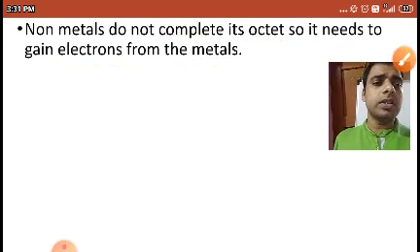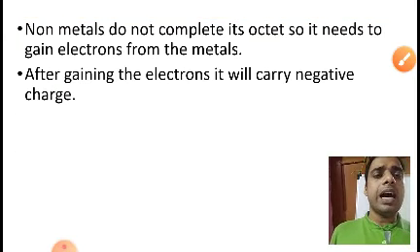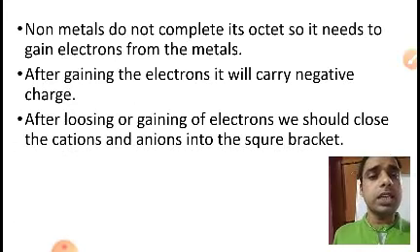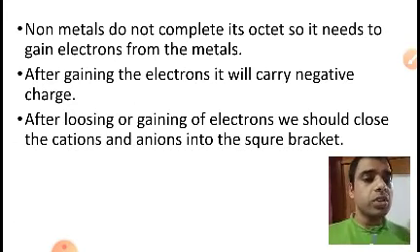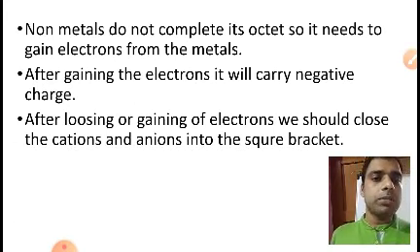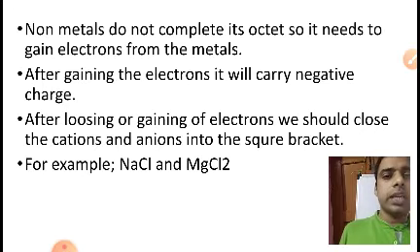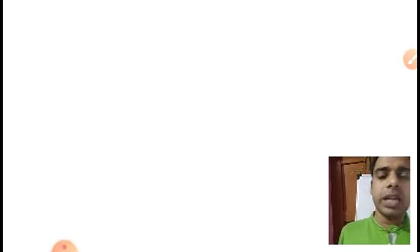Okay? Then after, let's see what is the next point. After gaining the electrons, it will carry a negative charge. Yes, obviously this thing is clear. Whenever it gains one electron, it will carry a negative charge. After losing or gaining of electrons, we should close the cations and anions into the square bracket. This is also clear. NaCl and MgCl2 examples I have taken. This is the thing you should know.